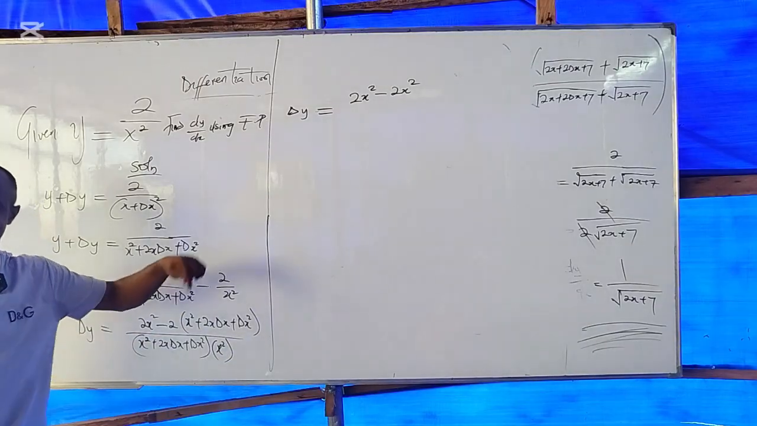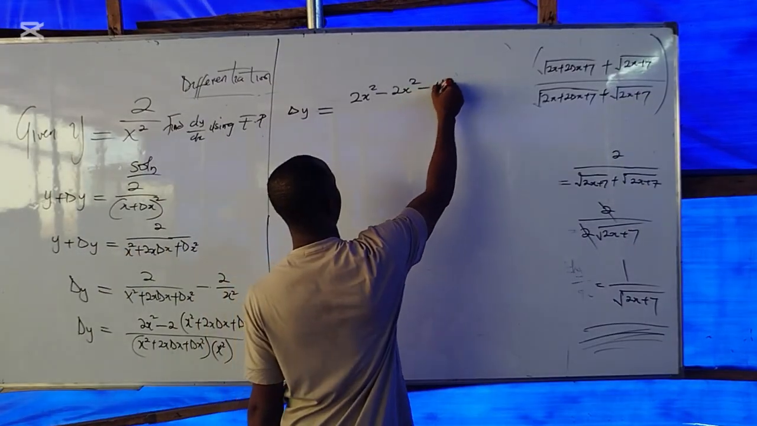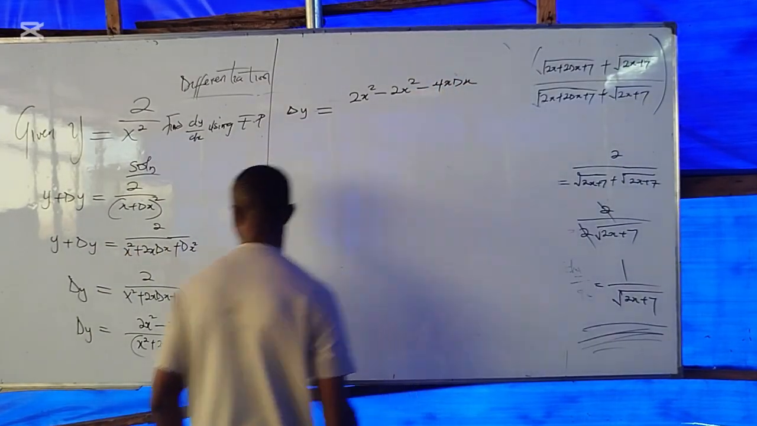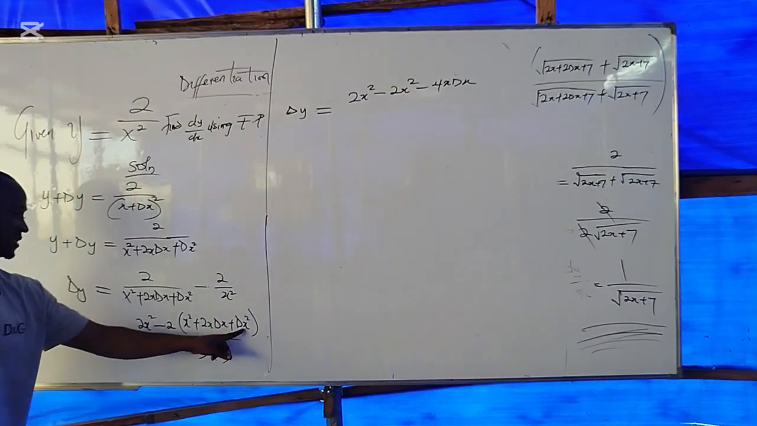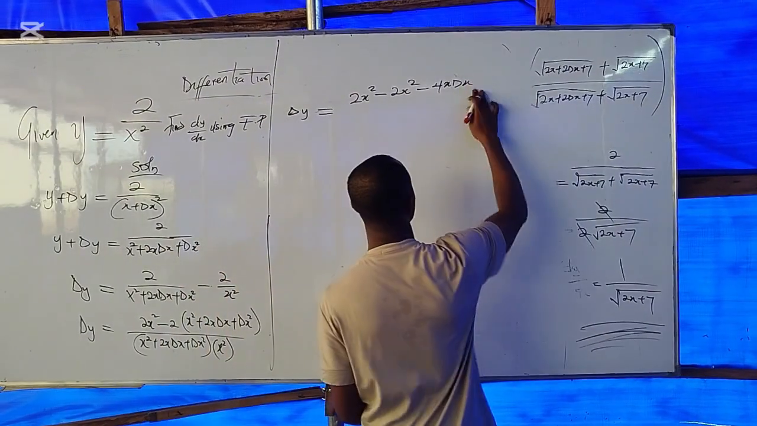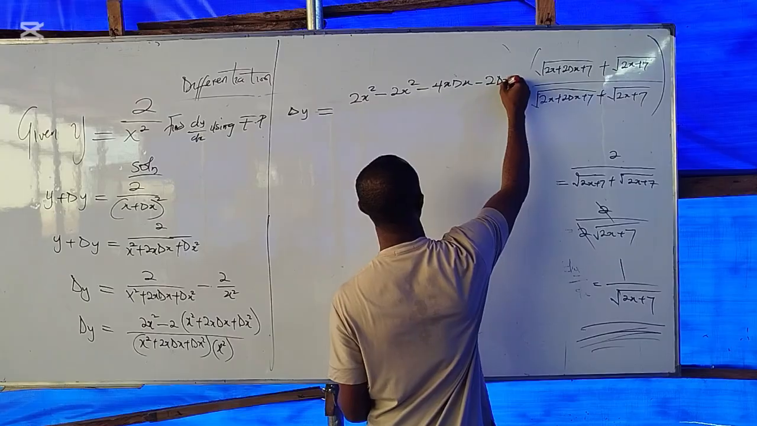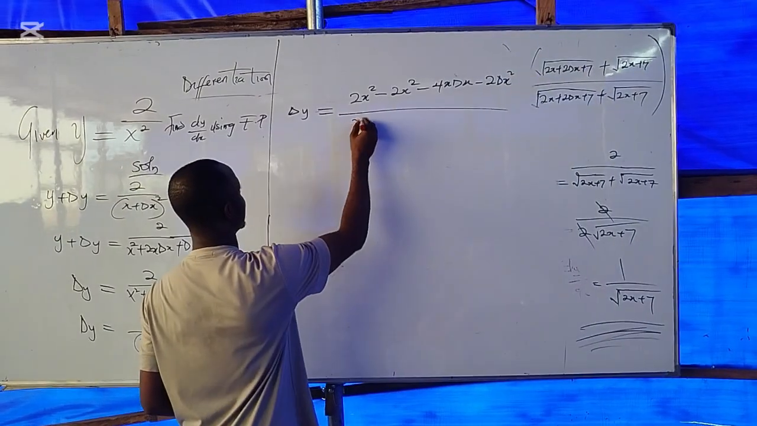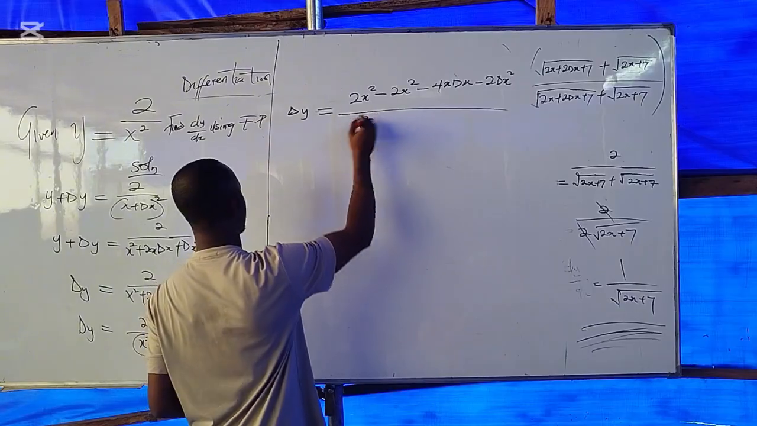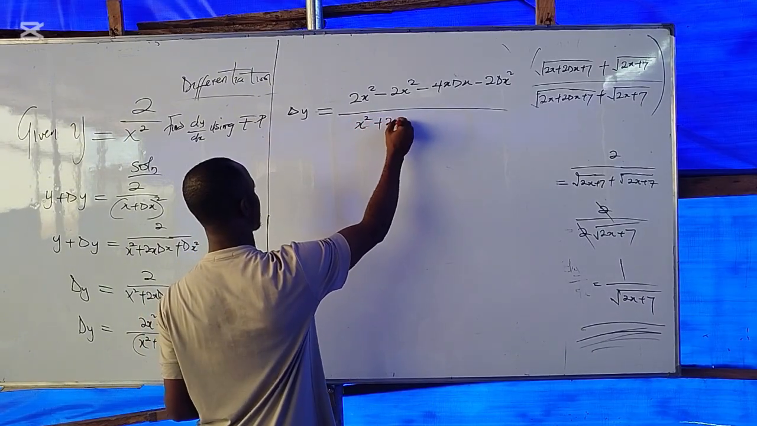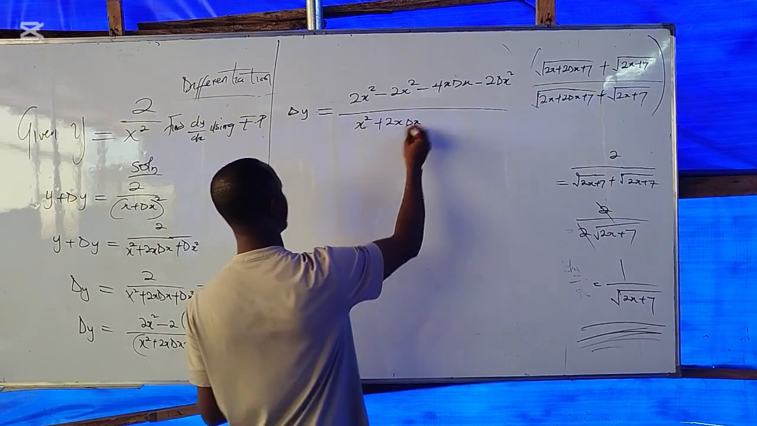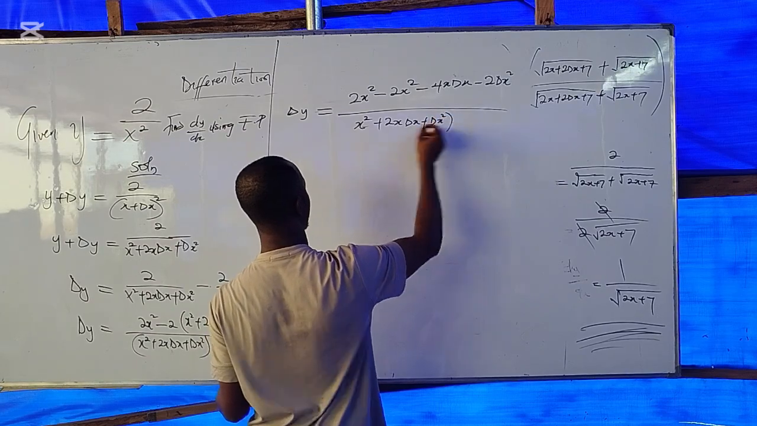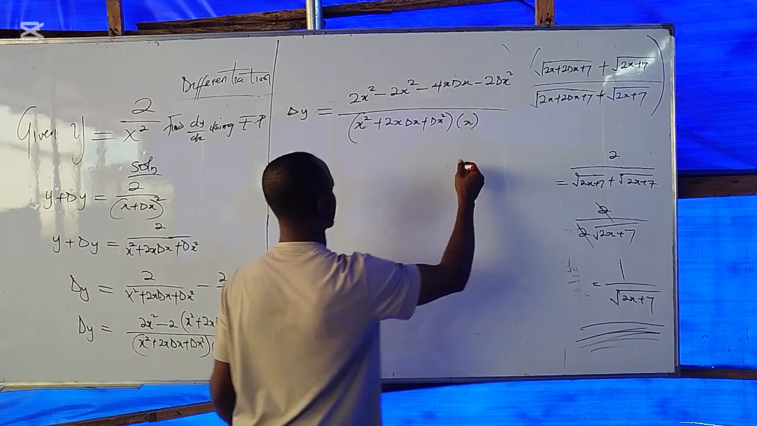Minus 4x delta x. Minus 4x delta x. What again? Minus 2 times this is what? Minus 2 delta x squared, all divided by what? The LCM, Abi? What's the LCM there? That will give me x squared plus 2x delta x plus delta x squared, times x squared.